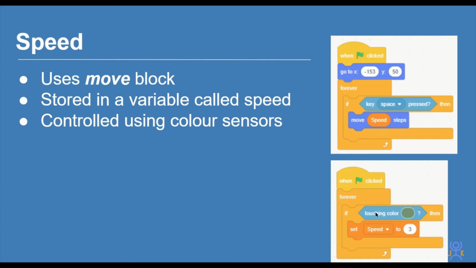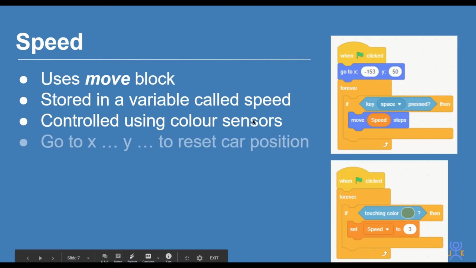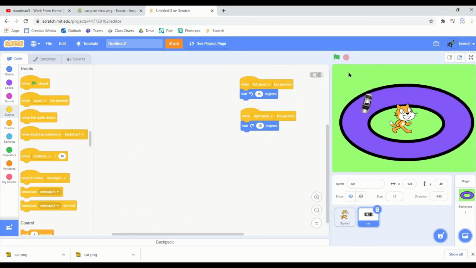So for example, if I'm touching colour grey, then set the speed to 3 because I'm on the track. I've also used this go to XY up there to reset the car position, so whenever the start button's pressed it goes back to this set position on the screen. The reason is I kept driving the car off and it would go off the screen and I couldn't work out how to get it back, and that took ages and ages. So anyway, that block would bring it straight back to the central position ish.